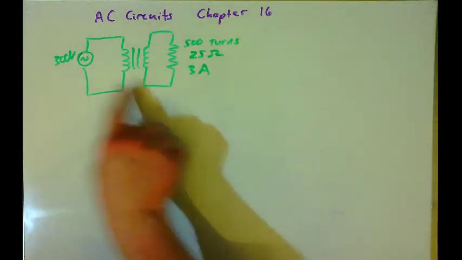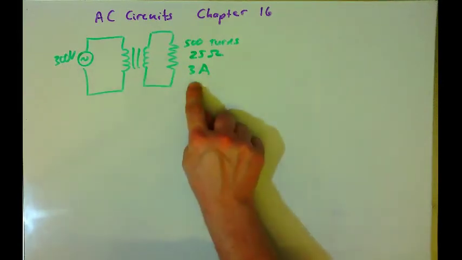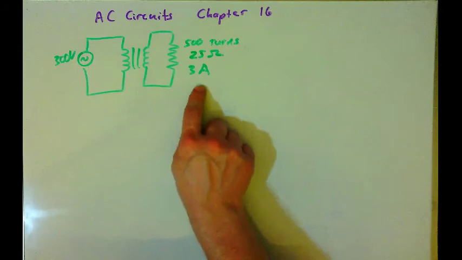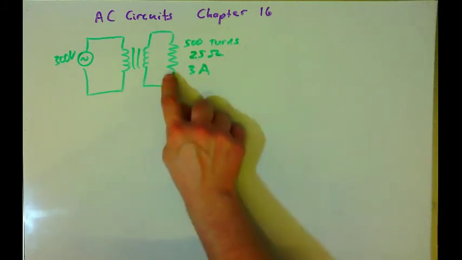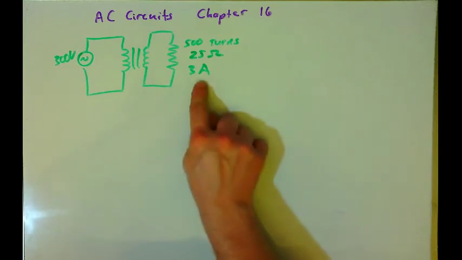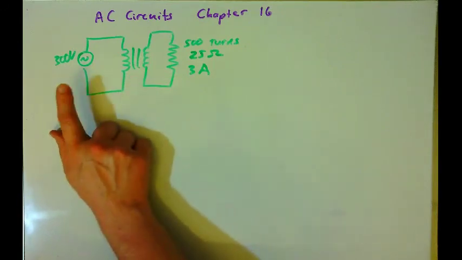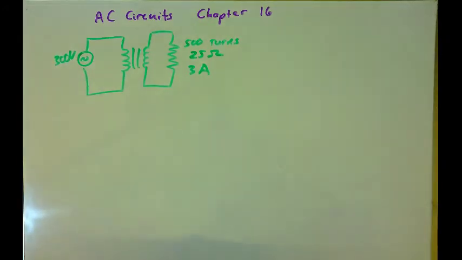In this example, we have a transformer with a primary voltage of 300 volts. On the secondary, we know that we have 500 turns. We have 25 ohms resistance, which is the impedance because that's the total impedance of the circuit. And we also have 3 amps flowing through the circuit. And we want to find out how many turns are on the primary, what is the current in the primary, and what is the impedance in the primary.